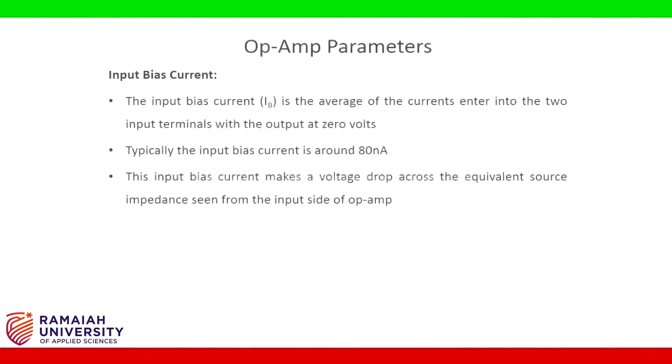The op-amp parameters are, first, input bias current. The input bias current IB is defined as the average of the currents that enter into the two input terminals with the output at 0 volts. Typically, the input bias current is around 80 nanoamperes. This input bias current makes a voltage drop across the equivalent source impedance seen from the input side of the op-amp.